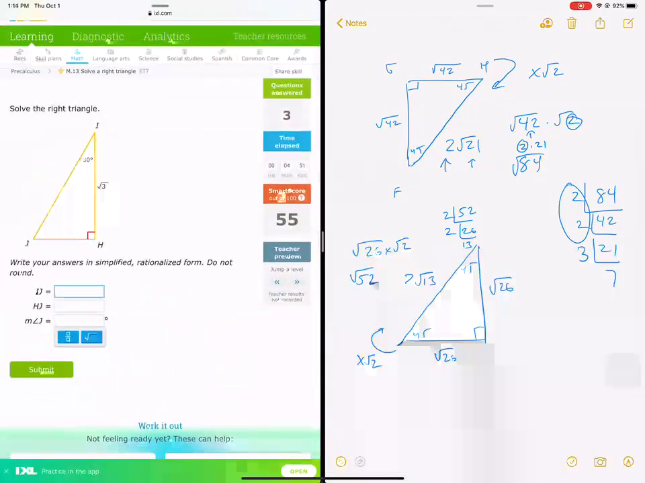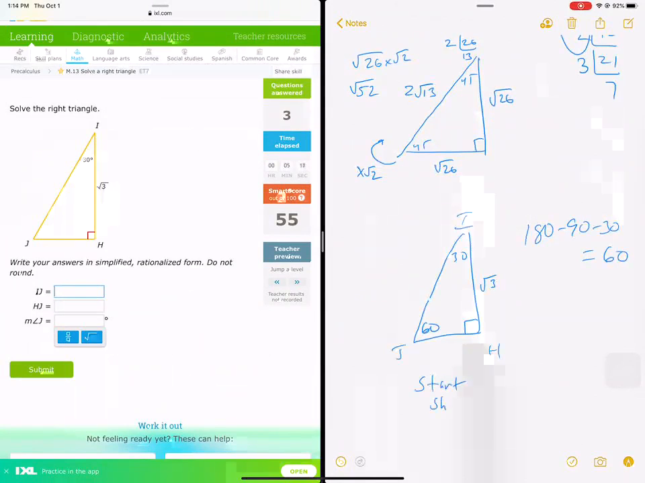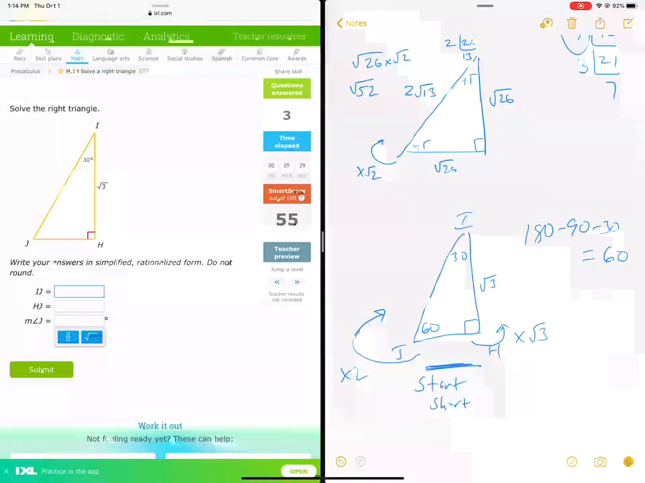Okay, I see 30 degrees and 90 degrees. So 180 minus 90 minus 30 leaves me 60 degrees. This is a 30, 60, 90 triangle. Square root of 3. Now here is our tricky problem. We always said start on the short side. So this is my short side right here. And if I go to the hypotenuse, that's always times 2. If I go to my long side, that's always times square root of 3.